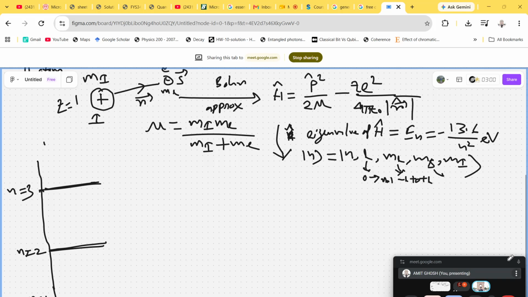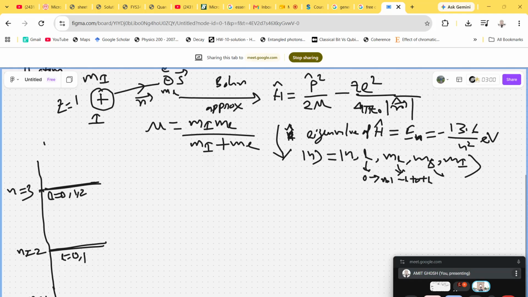And energy E only depends on the n quantum number. It doesn't depend on L or ml or whatever. That's why all the levels, suppose n equals 2, here L equals 0 and 1, both have the same energy as given by 13.6 by n square. Suppose n equals 3, L equals 0, 1, 2, all levels have the same energy, minus 13.6 by n square. That's why we call these degenerate levels, okay? Now this is your simplest approximation.